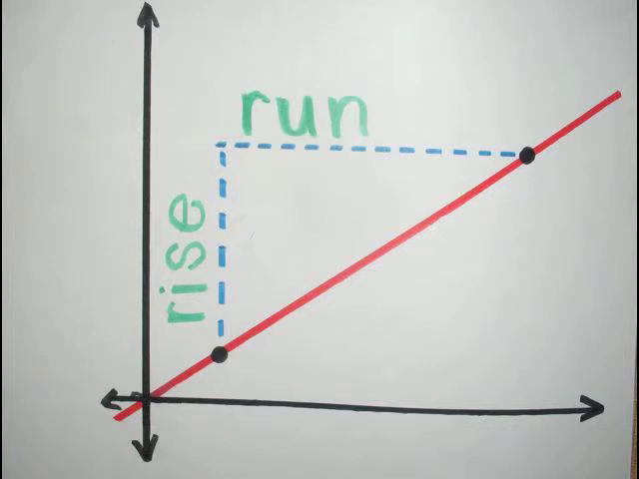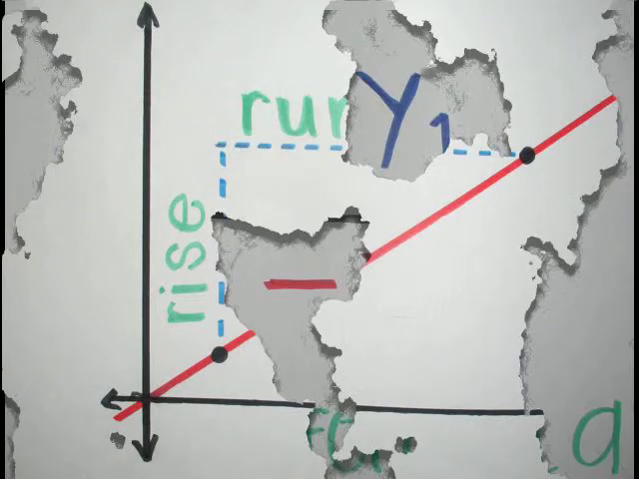The slope of a line in a coordinate plane is a number that describes the steepness of the line. Any 2 points on a line can be used to determine the slope. The rise is the difference in the y values of 2 points on a line. The run is the difference in the x values of 2 points on a line.